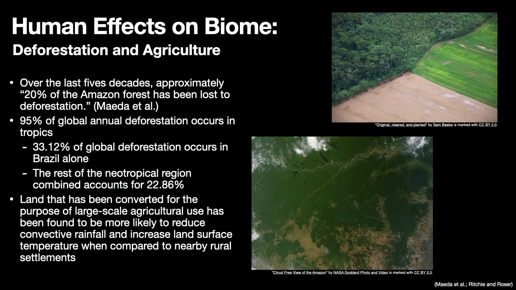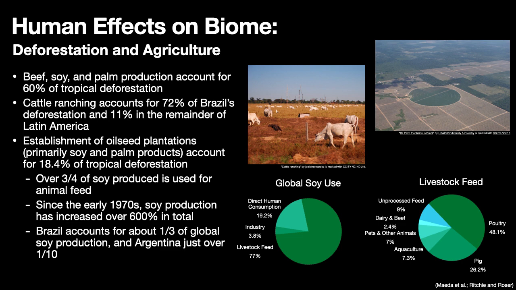Deforestation is a major issue within the region, especially within Brazil, where about a third of global deforestation occurs. In 50 years, about 1/5 of the Amazon has been lost to deforestation, much of which is due to agricultural expansion. Beef, soy, and palm production are the main drivers of tropical deforestation, with cattle ranching alone accounting for nearly 3/4 of Brazil's deforestation. Brazil makes up about a third of global soy production, with over 3/4 of global soy being used for livestock feed, extending the effects of livestock agriculture on deforestation and habitat loss.